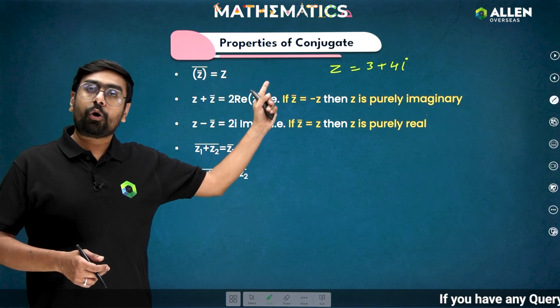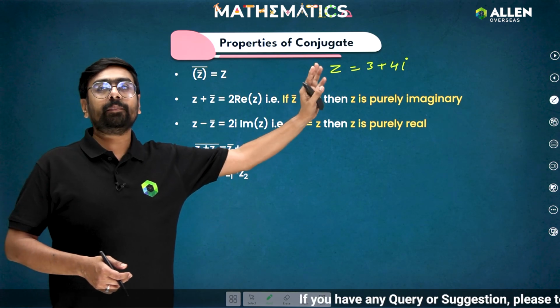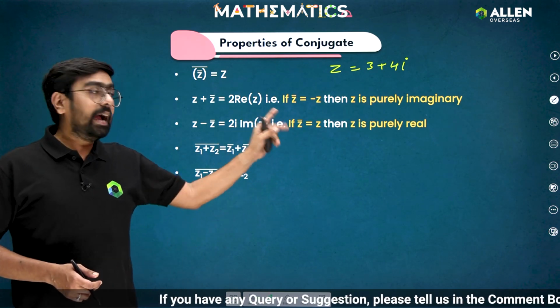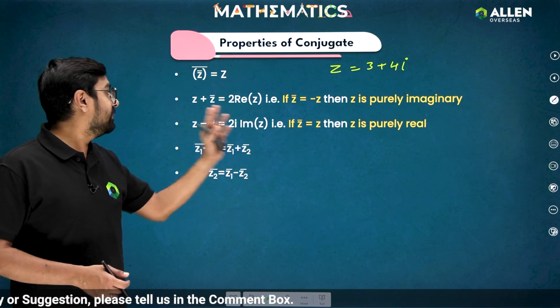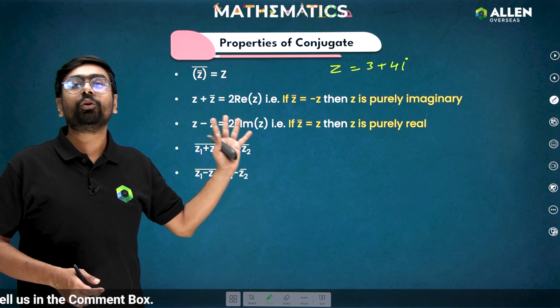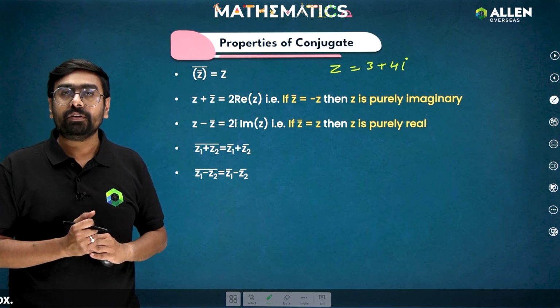So if z conjugate is equal to negative of z, that means z will be purely imaginary. And if z conjugate is equal to z, that means z is purely real. And in this case, z minus z conjugate will be equal to 2 times the imaginary part of z.